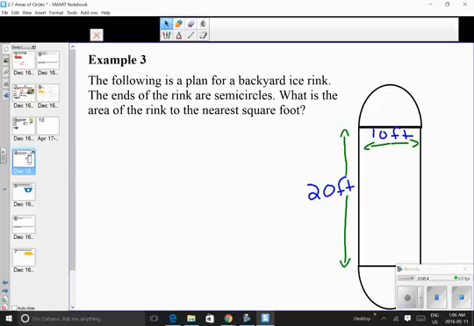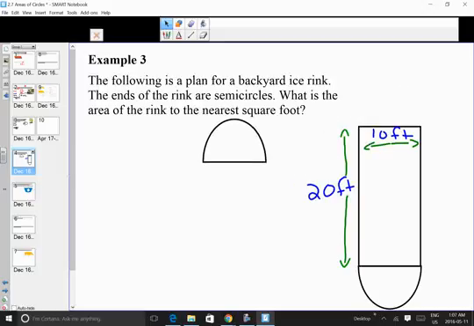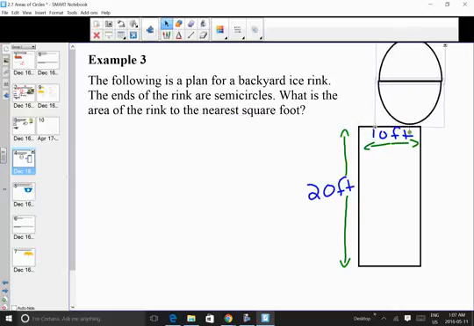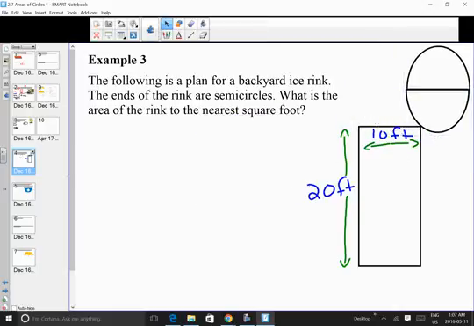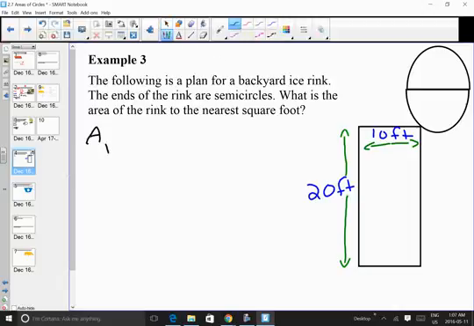All right, so you'll notice that I've got my two semicircles and a rectangle in the middle. Now, if you do a little bit of rearranging here, I take my two semicircles and put them together, I have what's supposed to be a full circle. So I've got a full circle and a rectangle. So the area of my hockey rink, so I'm just going to draw a little hockey rink here, is equal to the area of the circle plus the area of the rectangle.